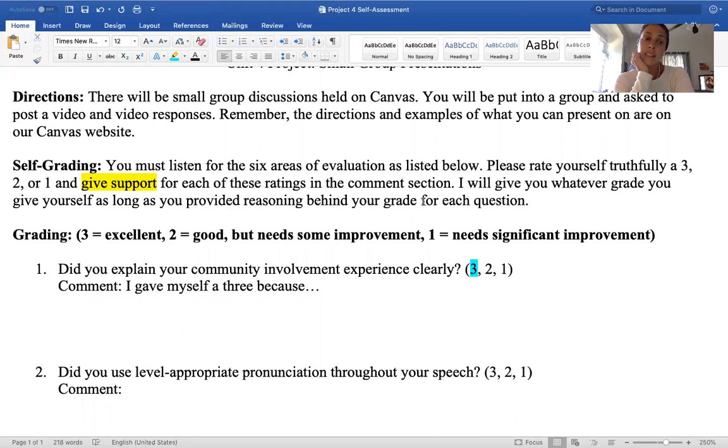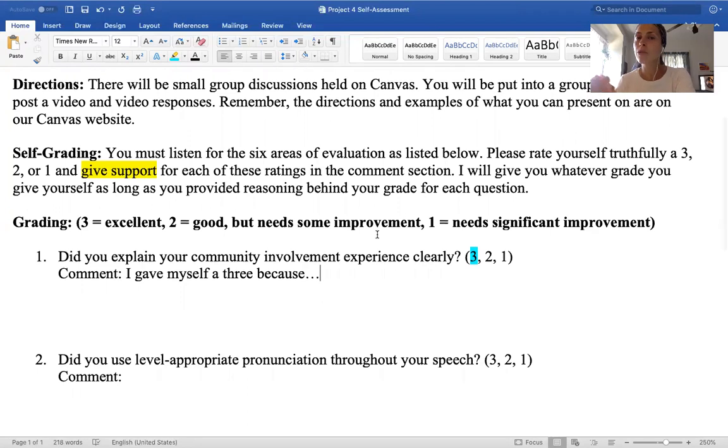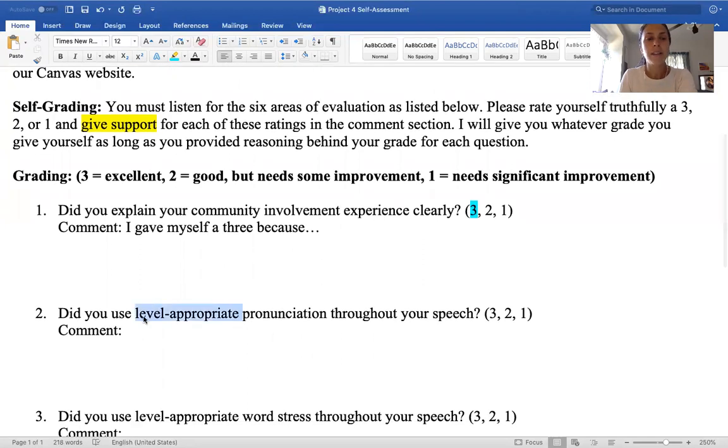And if you think that you need to continue to improve, of course, everybody needs to continue to improve, right? So I'm not looking for something that's absolutely perfect. I'm looking for something that is level appropriate that you think has met the standards for this project, okay?